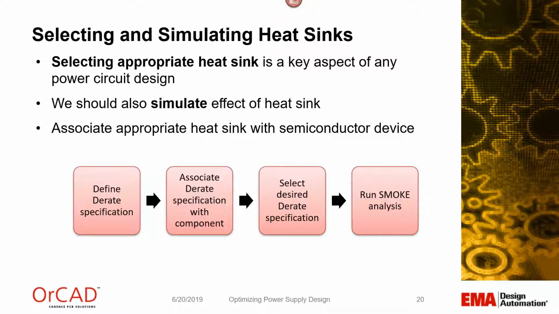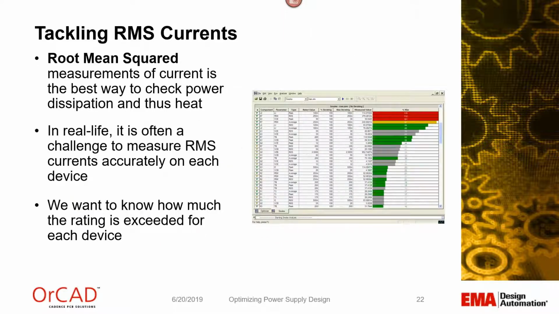I don't have a bullet point here, but sometimes you need to take into account the parasitic inductance that can be caused by putting in a heat sink as well. That can potentially be a cause of issues. But in a more ideal world, we're going to specify our derating specification. We're going to tie it to each of our components that have a heat sink. And then we're going to run a MOC, a maximum operating condition, or smoke analysis to detect which of our components suffer the most from the heat in our power supply.